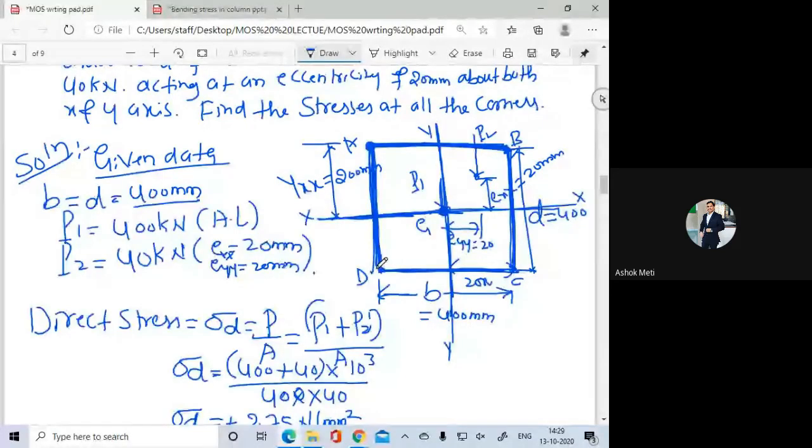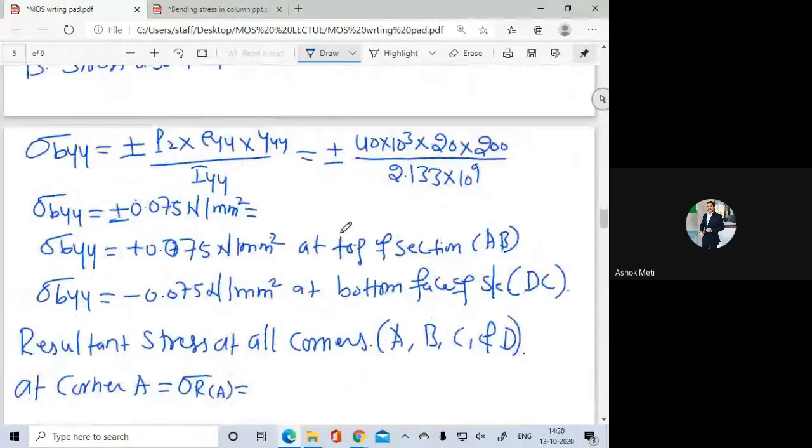If I go for the resultant at point B, there will be a direct stress, plus sigma d, and again there is a top and a right face. So here both the values are positive. If I go for point C, again there is a direct stress sigma d, and a right face and a bottom face, which is minus. Then at point D, sigma d minus, with the bottom and the left. Based upon that we are going to calculate this.